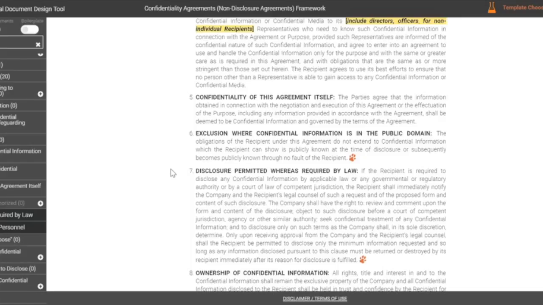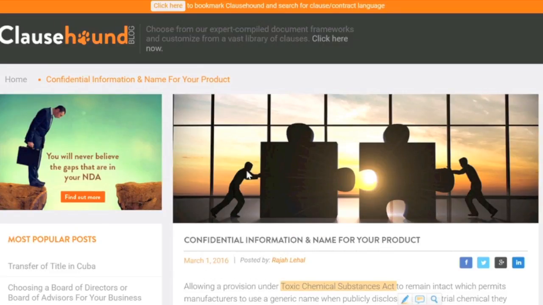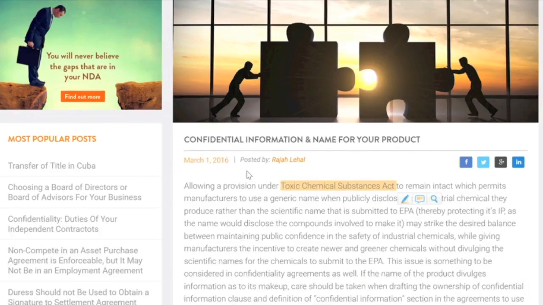Now, on the topic of disclosure that is required by law, such disclosure may have several flavors, and one such flavor is disclosure required to comply with a regulatory framework. And such disclosures could be contrary to a company's desire to keep certain information confidential to protect the secret sauce of products developed by that company. So this actually came up in an article that I recently reviewed and blogged about, and you'll find that blog post in our ClauseHound blog. It relates to NDAs and a provision in the Toxic Chemical Substances Act.